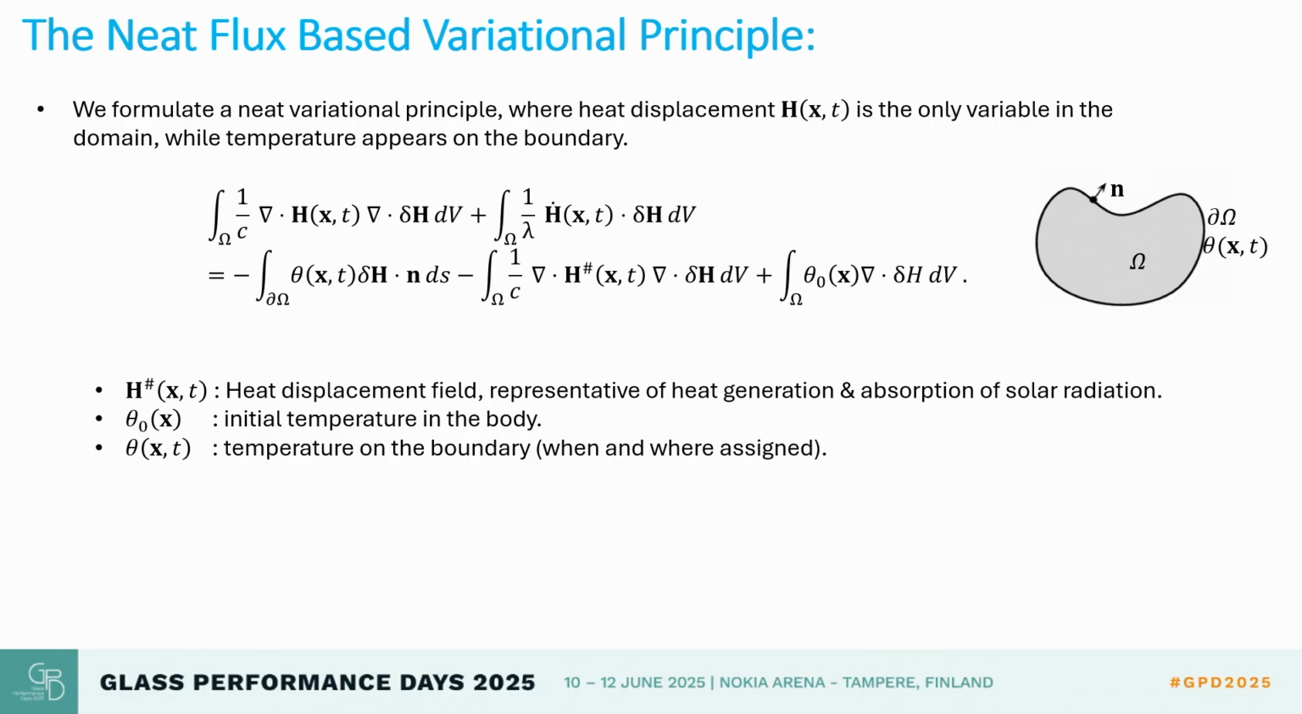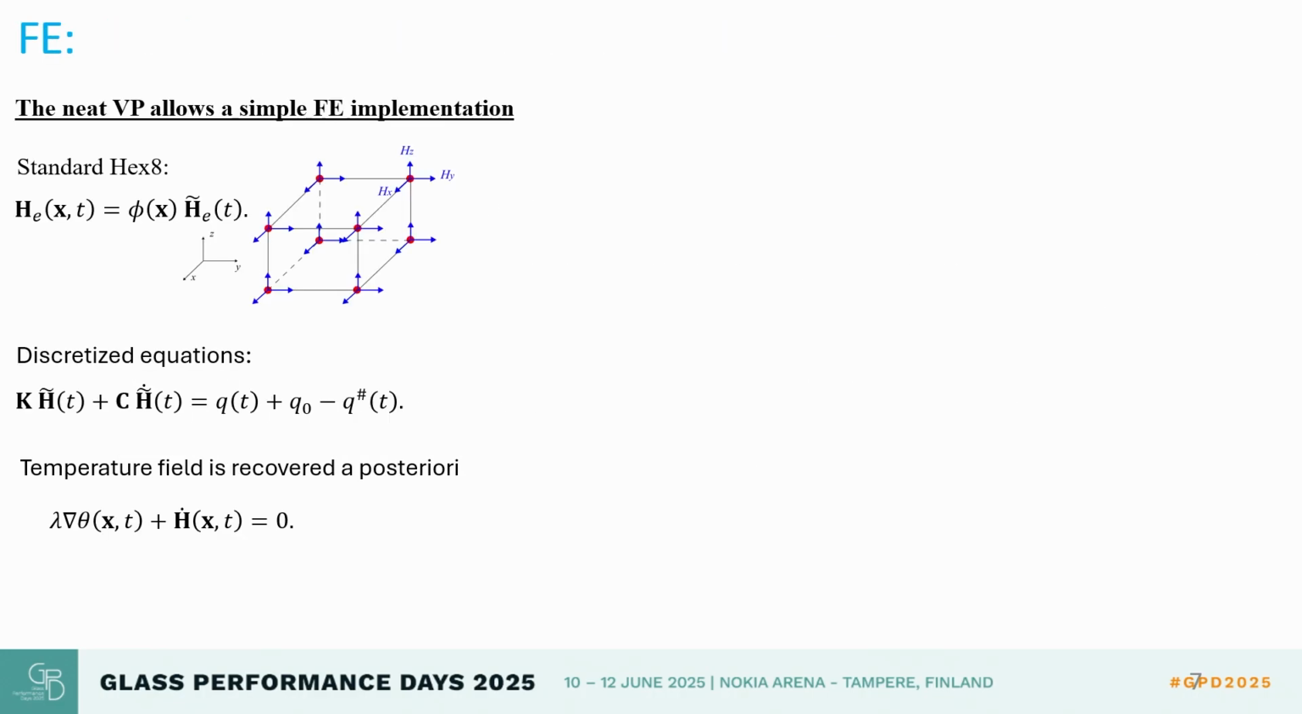As I said, Biot did a mixed formulation where the temperature and heat displacement field are approximated, but in our case, the novel NEAT flux-based variational principle is formulated in terms of the heat displacement field only, while the temperature only appears on the boundary. And that's why we call it the NEAT. Here I'm not going to go into detail on the mathematical formulation, but we can check that temperature only appears on the boundary when assigned, and we have the H sharp, which is the heat displacement field that represents solar radiation and generation of energy inside the body, while theta 0 represents the initial temperature of the structures.